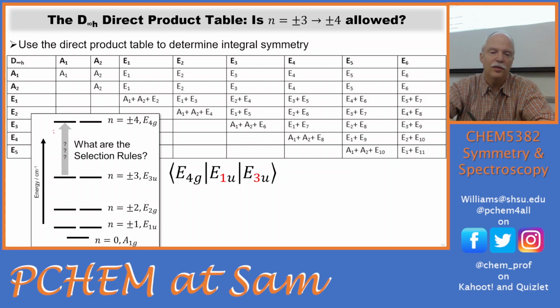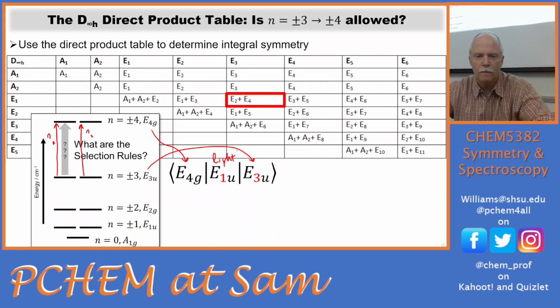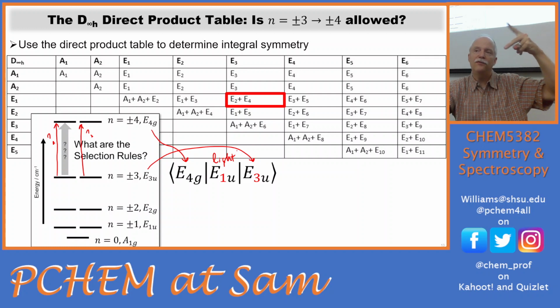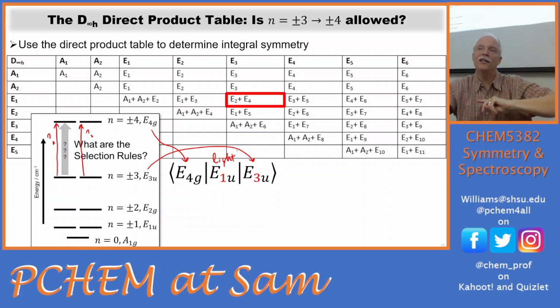Okay. Now we're looking for 3 to 4. So we'll just do one more of these. E3U, E4G, and light in the middle. So E1 times E3, notice how it takes that E3 and splits it into 2 and 4. And it's the 4 that matches where we're going. Okay? And because that 4 matches where we're going to be on the diagonal, we're going to have an A1.